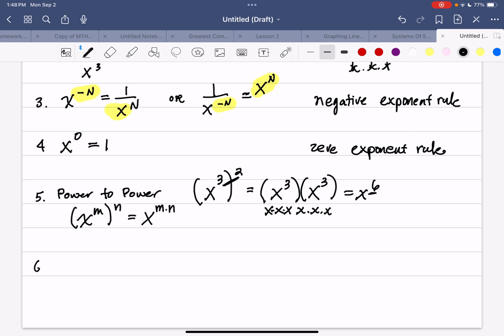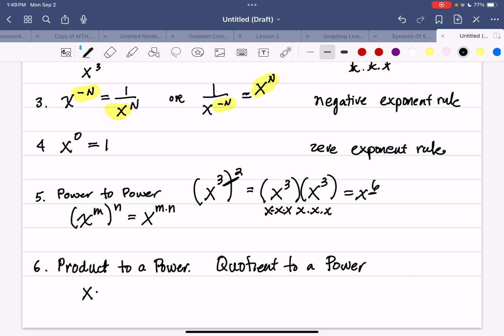And then the last rule is the product to a power and the quotient to a power. And these are related to each other. And that means we have something multiplied to a power or something divided to a power. Then the power belongs to both of these. So x times y to the m becomes x to the m, y to the m. And x divided by y to the m becomes x to the m divided by y to the m.